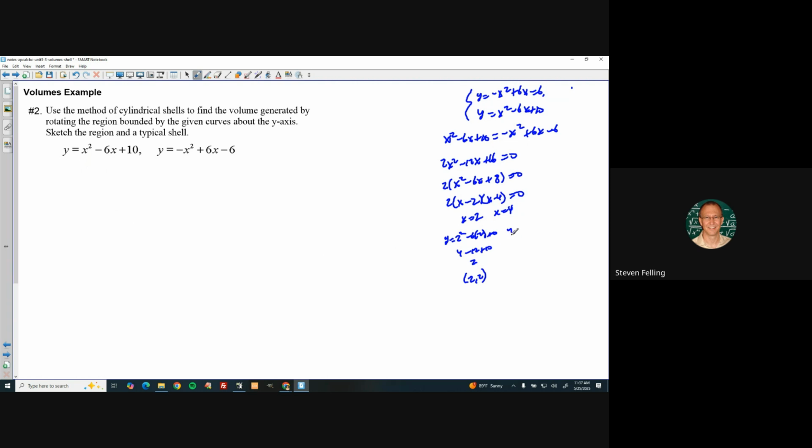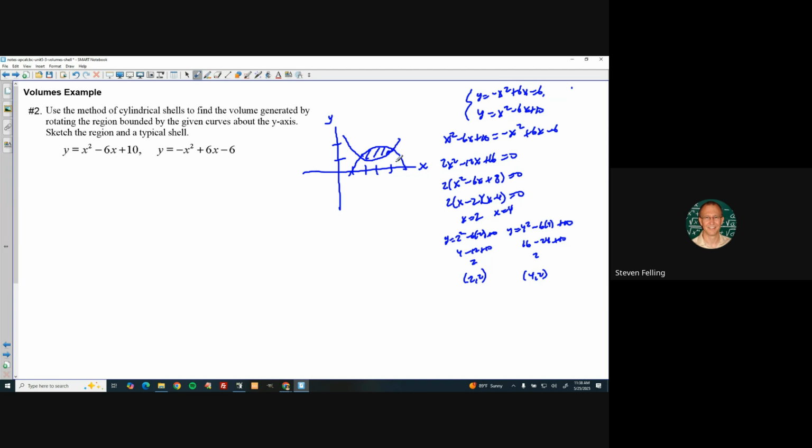And then if I put a 4 in here, that's 4 squared minus 6 times 4 plus 10. That's 16 minus 24 plus 10, so 26 minus 24 is 2, so that's the point 4 comma 2. All right, that gives me a lot of info for graphing. I will start by graphing the intersections, (2, 2) and (4, 2). And then one of these is an upward parabola and one's a downward parabola. Just from that, we can quickly see what's going on here.